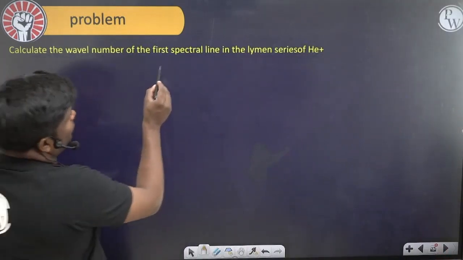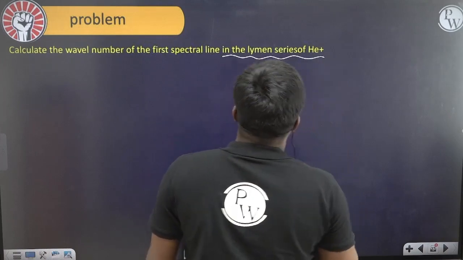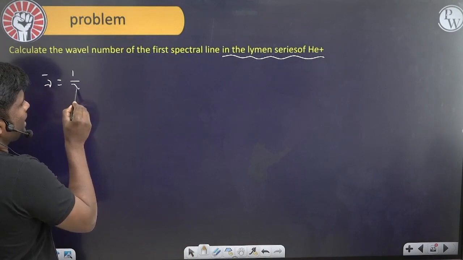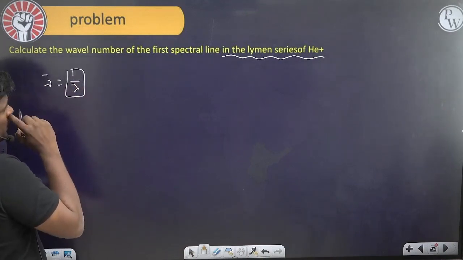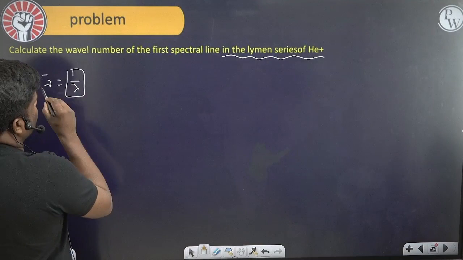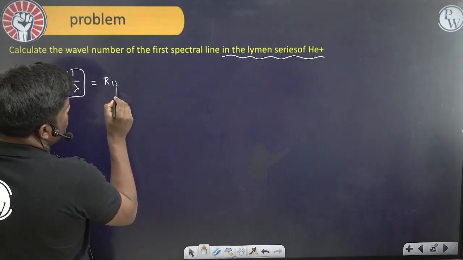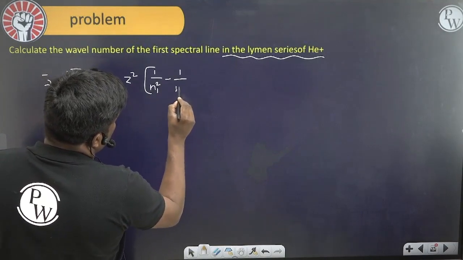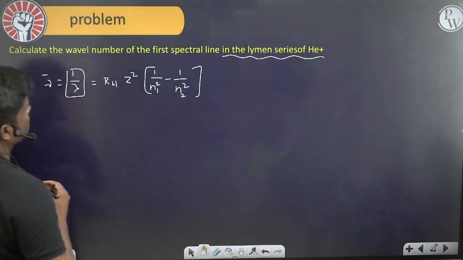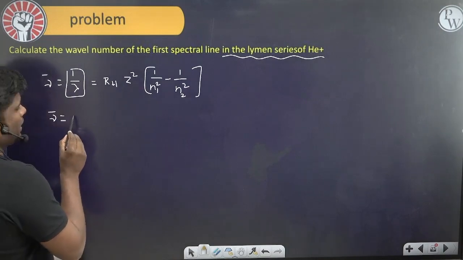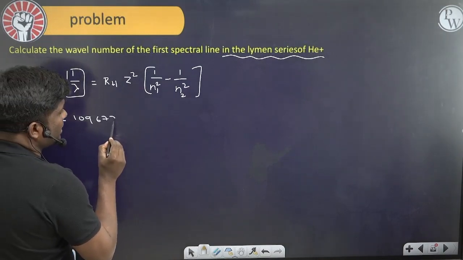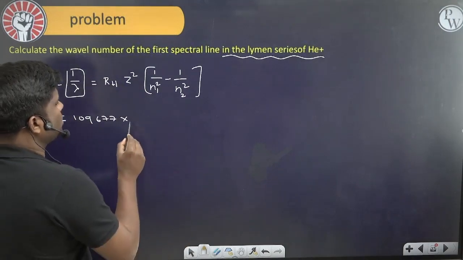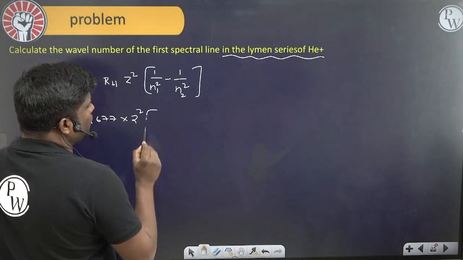Calculate the wave number of the first spectral line in the Lyman series of helium plus. Wave number, nu bar, is equal to 1 by lambda. We need not calculate the 1 by lambda value, but nu bar is equal to 1 by lambda, which is equal to RH into Z square into (1 by N1 square minus 1 by N2 square), right? So nu bar is equal to the RH value, 109677, into Z square. Helium plus means helium's atomic number is 2, squared, into 1 by N1 square.